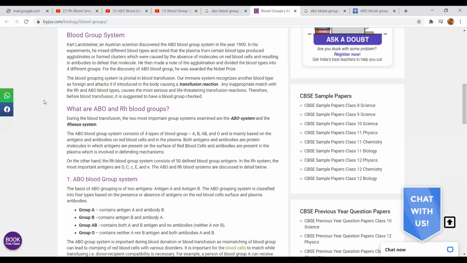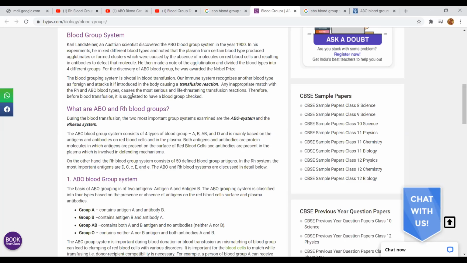Any inappropriate match with the Rh and the ABO blood type causes the most serious and life-threatening transfusion reaction. Therefore, before blood transfusion, it is suggested to have a blood group check. So this is about the blood grouping system. Now, within this blood grouping system, there is another system. The blood grouping is the ABO system, and the other system within it is the Rh system. Now, what is this Rh factor in the blood?